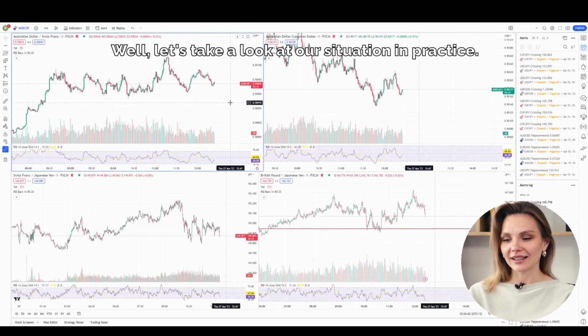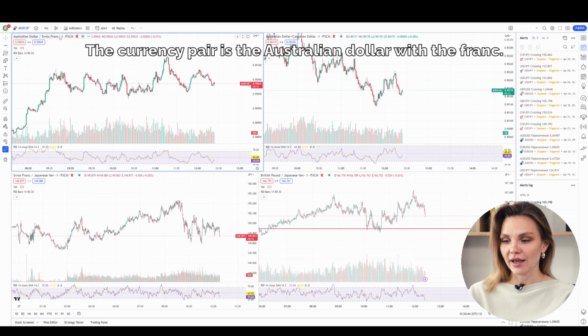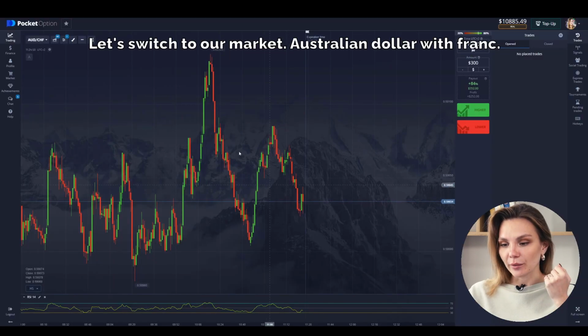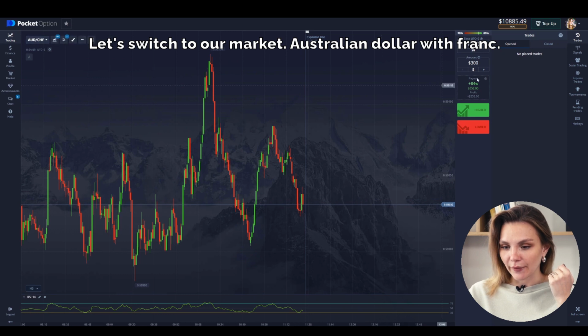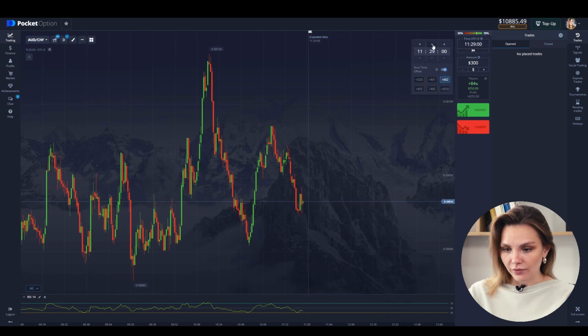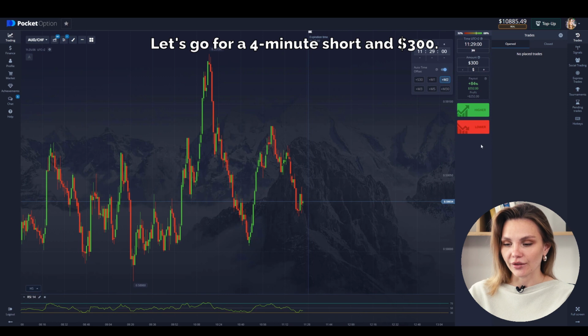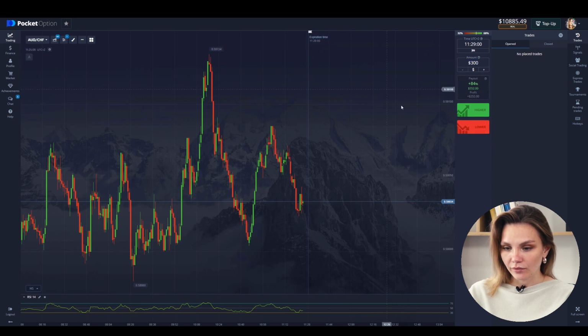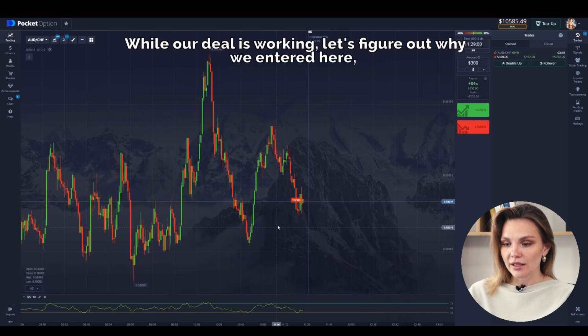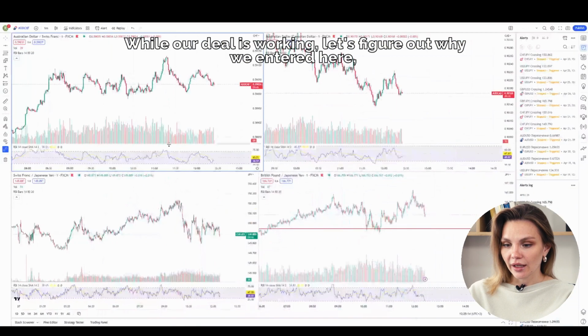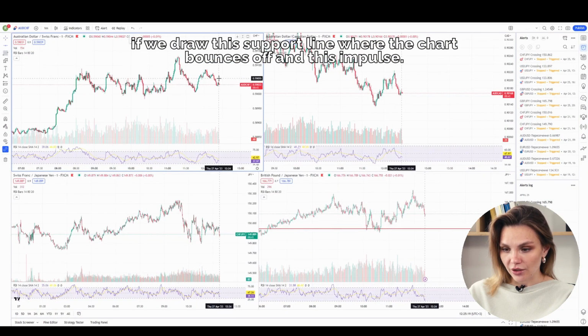Well, let's take a look at our situation in practice. The currency pair is the Australian dollar with the franc. Let's switch to our market, Australian dollar with franc. Let's go for a 4-minute short and $300. While our deal is working, let's figure out why we entered here. If we draw this support line where the chart bounces off and this impulse.